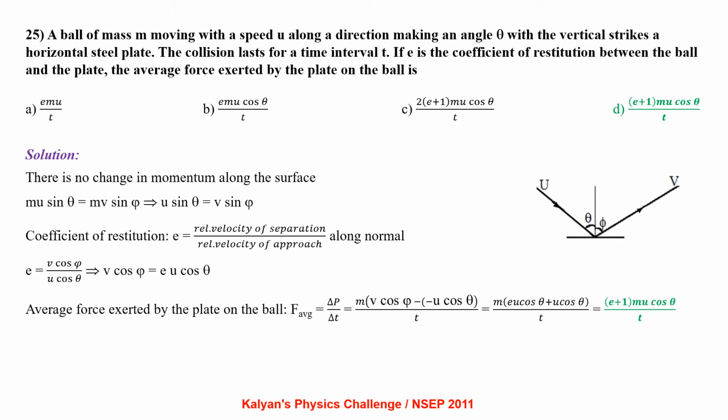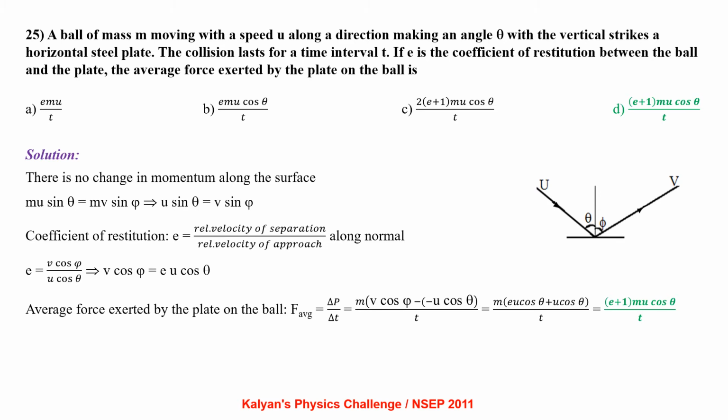m u sin theta equal to m v sin phi, from where we get u sin theta equal to v sin phi. Coefficient of restitution e equal to relative velocity of separation to relative velocity of approach, that is, along the normal. So e equal to v cos phi by u cos theta, from where we get v cos phi equal to e u cos theta. Average force exerted by the plate on the ball is delta P by delta t, m times (v cos phi minus u cos theta) by t, which comes out to be (e plus 1) times m u cos theta by t.